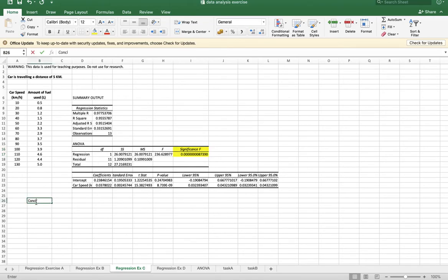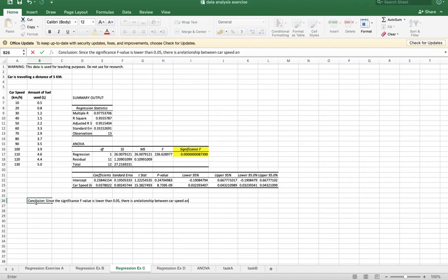So your conclusion should be: since the significant F value is lower than 0.05, there is a relationship between car speed and amount of fuel use.